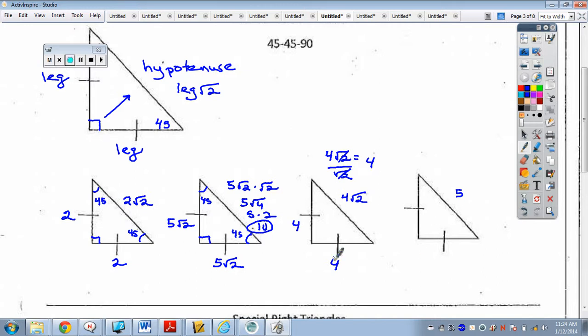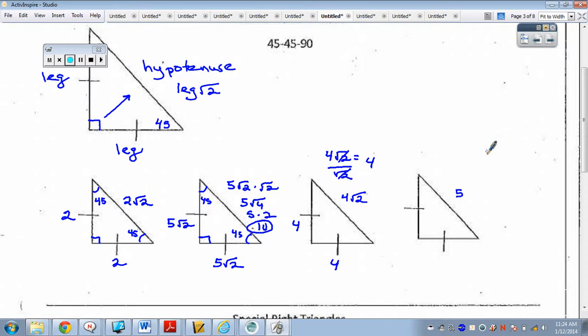And if you think about it, now that you have the leg, in order to get the hypotenuse, you multiply by root 2 to get this side. So 4 times root 2, which makes sense that this is the hypotenuse. But what if your hypotenuse didn't have a root 2 attached to it already? Because that makes it a lot easier. What if it was just a whole number?